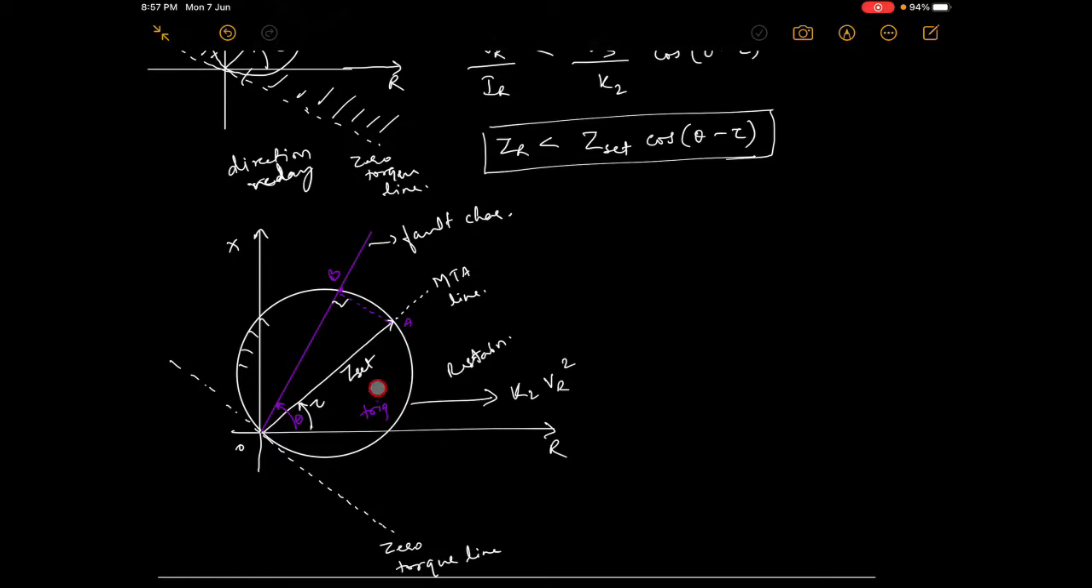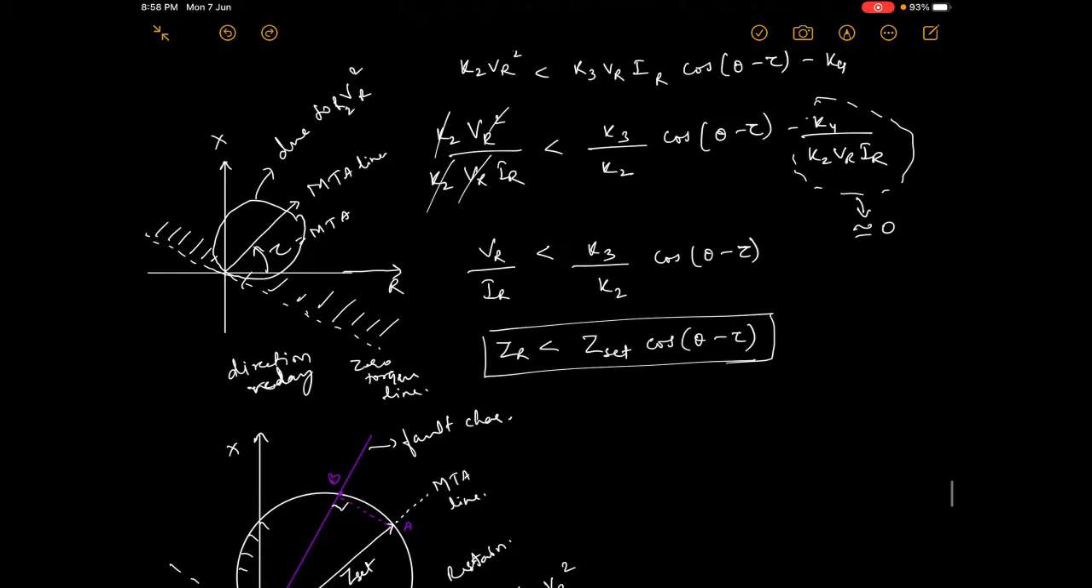Now how to draw this circle? What is this circle actually? This circle is due to the restraint. Restraint means what? Limiting. It is a limiting factor, correct? So it is not allowing it to operate in this entire region above, which was the case in the directional relay. But here, since it has a limitation or restraining aspect, that restraining aspect is due to K2 VR square. Here it should be K2. I had written it so that it looks like R2, sorry.